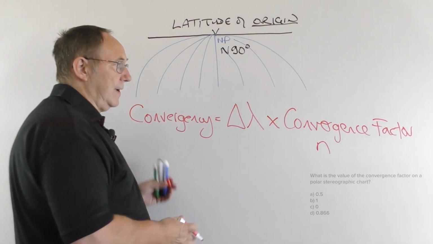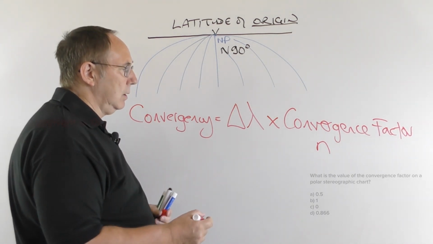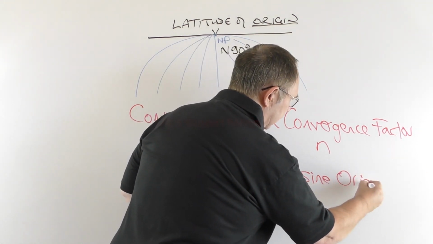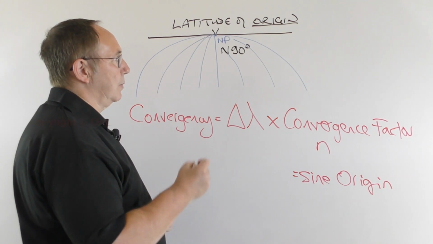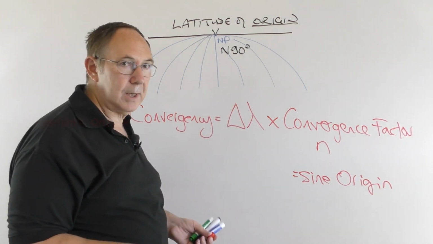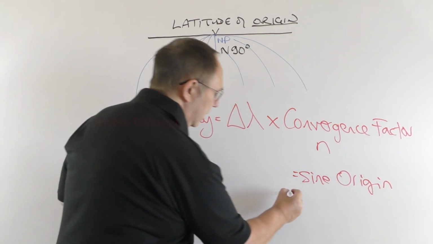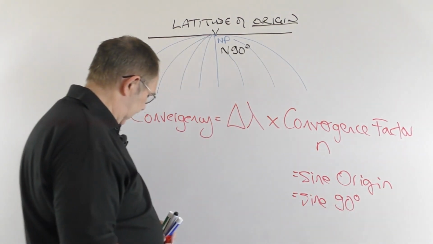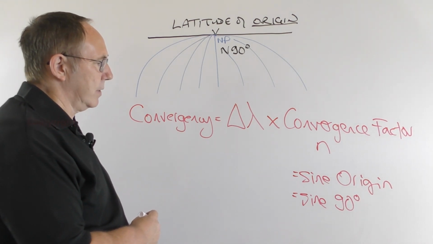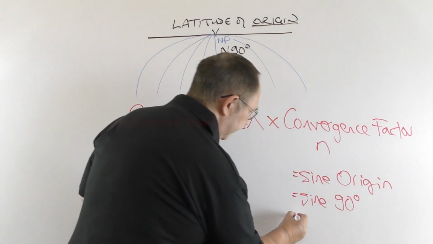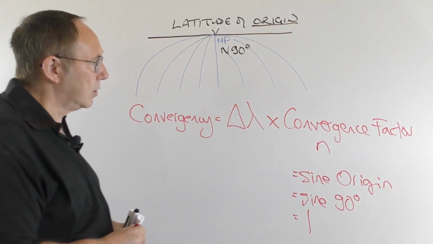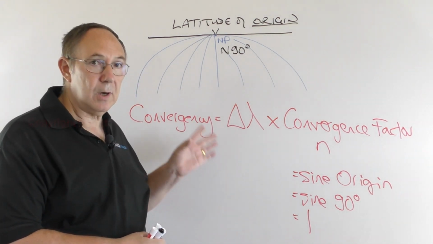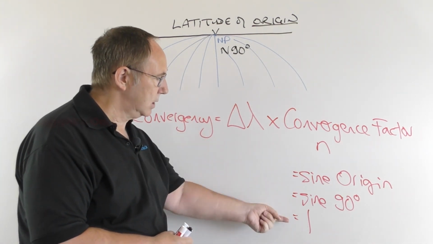Now, what do you want to call it? A convergence factor, or n, is immaterial. It's equal to the sine of the origin, which, as we've already shown, in this case is north 90, or 90 degrees. So therefore, it's equal to the sine of 90 degrees. And the sine of 90 degrees is equal to 1. So the convergence factor on a polar stereographic chart, or rather the type of polar stereographic chart that's shown in the syllabus, is equal to 1.